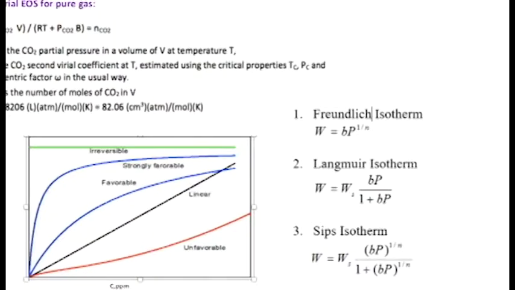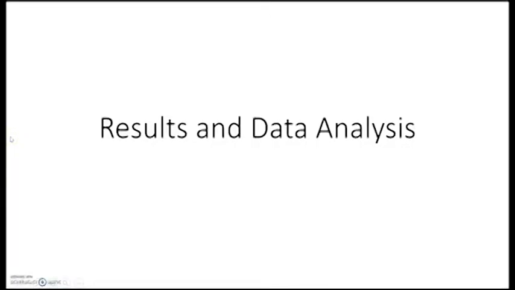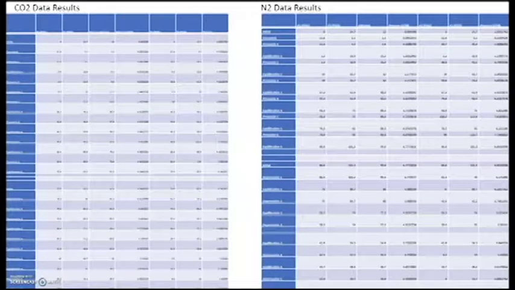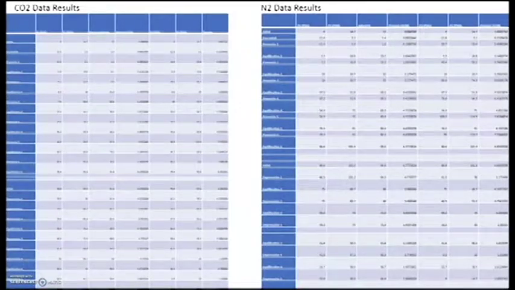In this experiment, we will fit data to three common isotherms: the Freundlich isotherm, the Langmuir isotherm, and the Gibbs isotherm. Results and data analysis. Pressure readings for the entire pressurization process and depressurization process were recorded for each chamber. They are as follows.